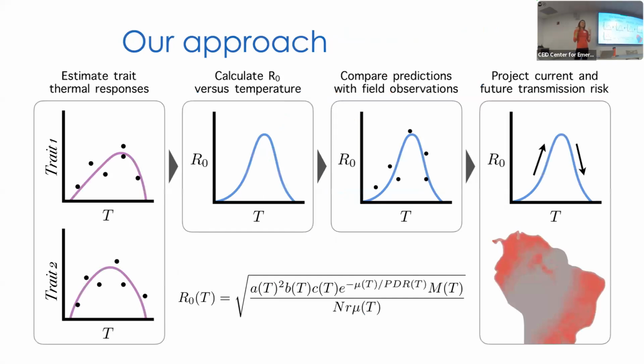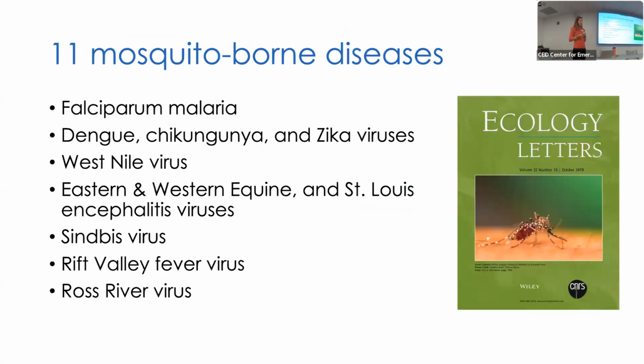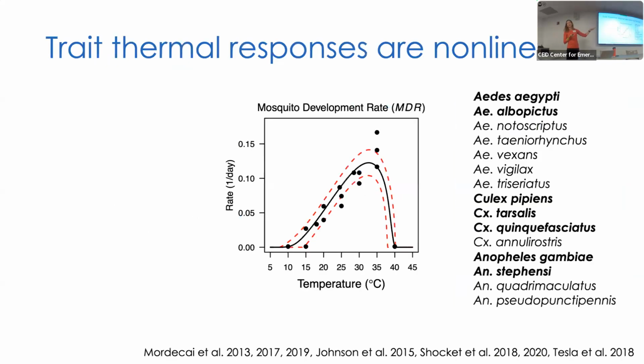So after seeing this big disconnect in the malaria literature, which was arguably the best studied vector-borne disease with respect to temperature, we were then interested in applying this research approach to other vector-borne diseases, particularly mosquito-borne diseases. And we applied the same research approach. So falciparum was the first one that I just showed you. We also applied it to dengue, chikungunya, Zika, West Nile, Eastern equine encephalitis, Sindbis, Rift Valley fever, Ross River virus, basically every mosquito-borne pathogen that we could find data in the literature for. And what we found across the board was evidence for nonlinear thermal responses.